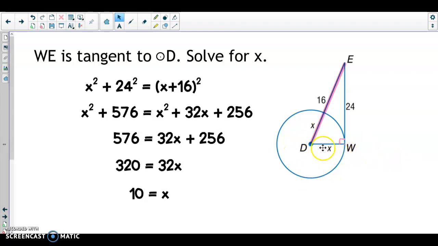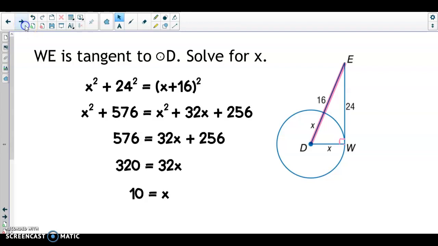And you can check. This would mean that we have a circle with radius 10. The tangent segment is 24, and then the whole piece would be 26 here on the hypotenuse. So 10, 24, 26. That's an extension of a 5, 12, 13 Pythagorean triple. So yeah, that checks out.